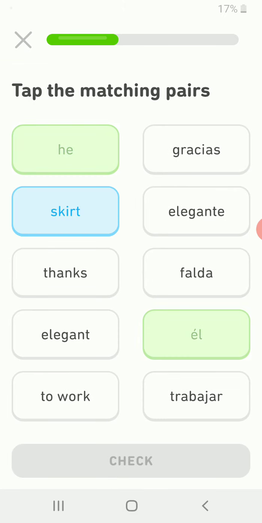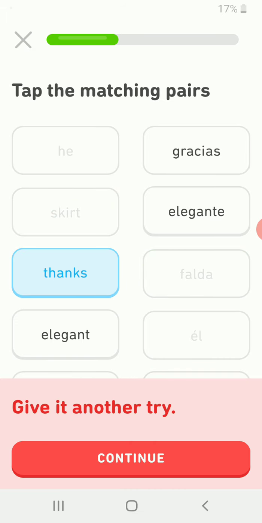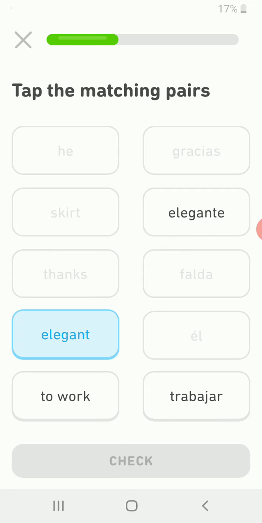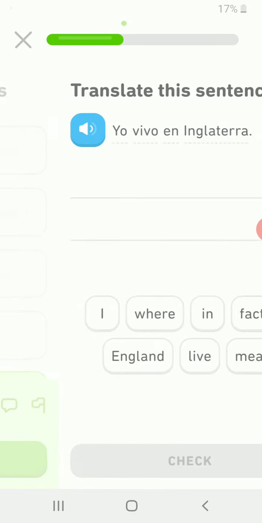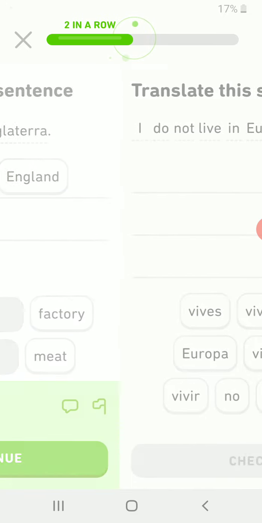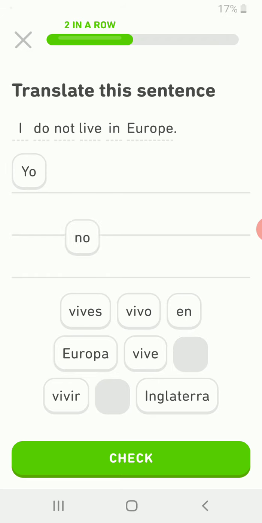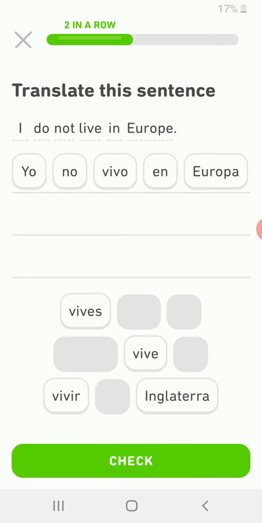Skirt is falda. Trabajar. Gracias. I'm feeling tired, I guess. Elegante. Trabaja. Yo vivo en Inglaterra. I live in England. And I do not live in Europe. Yo no vivo en Europa.